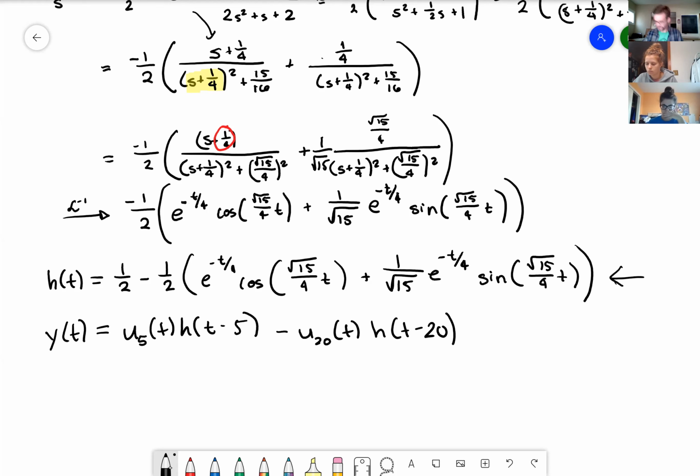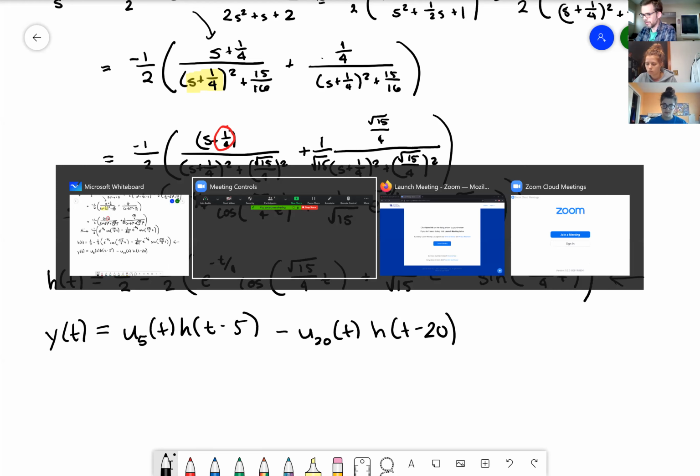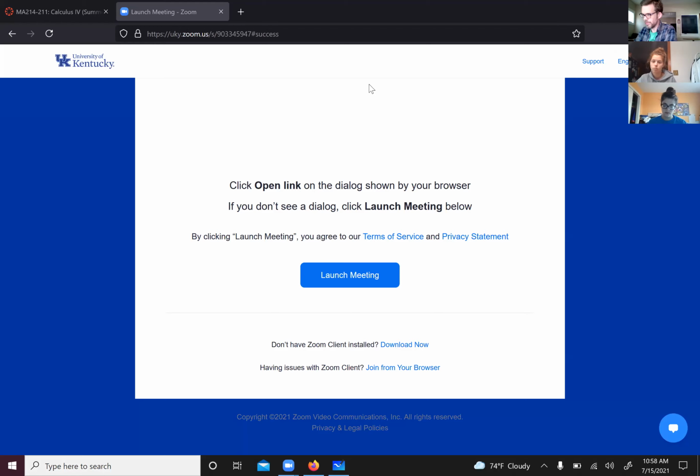Okay, so that's the first example, and I want to switch just a minute. I'm going to stop my screen share here, and I'm going to switch to Desmos. And let's actually look at what this solution looks like.